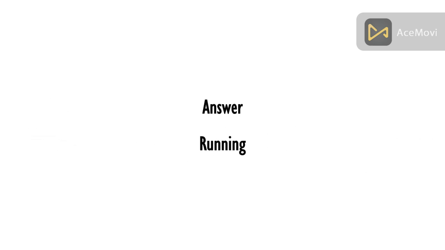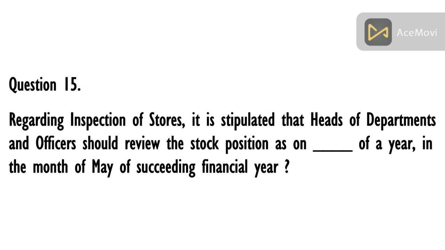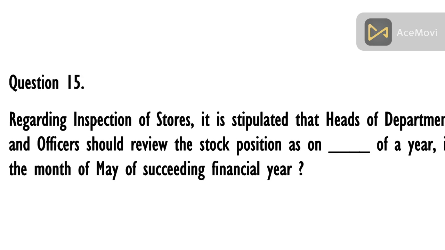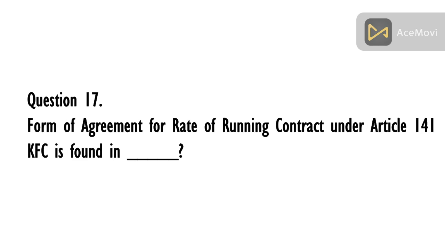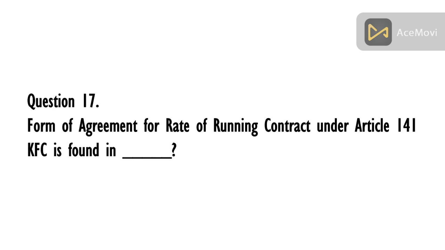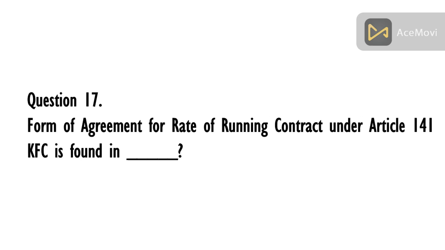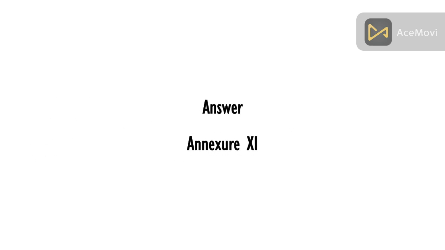Answer running. Question 15. Regarding inspection of stores, it is stipulated that heads of departments and officers should review the stock position as on which month of a year in the month of May of succeeding financial year. Answer 31st March. Question 17. Form of agreement for rate of running contract under Article 141 KFC is found in? Answer Annexure XI.